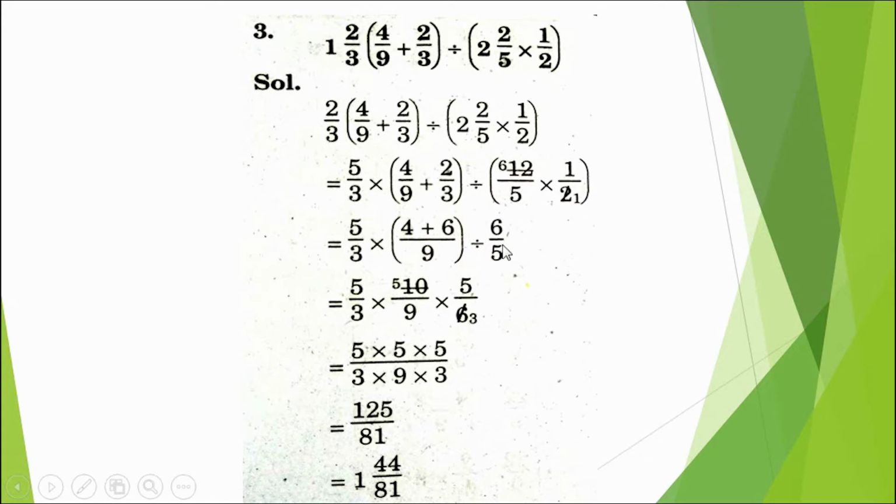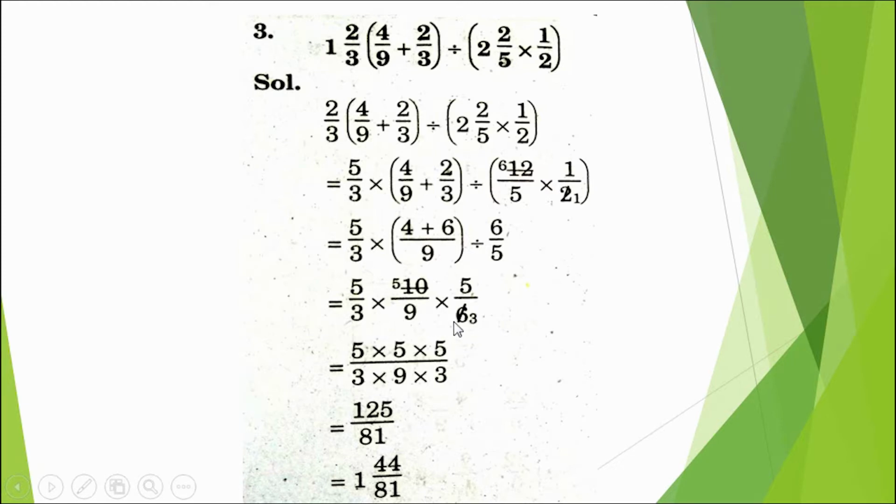Now dividing, 5 2s are 10, add 2, 12 over 5 multiply 1 over 2. Now 2 1s are 2, 2 6s are 12, 6 1s are 6, 5 1s are 5. Now 4 plus 6, answer will be 10 and dividing by 9. When we convert this divide into multiply, 2 3s are 6, 2 5s are 10.